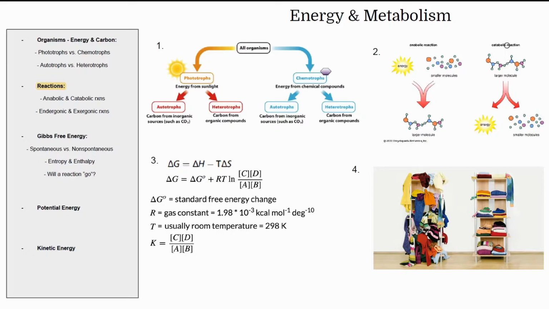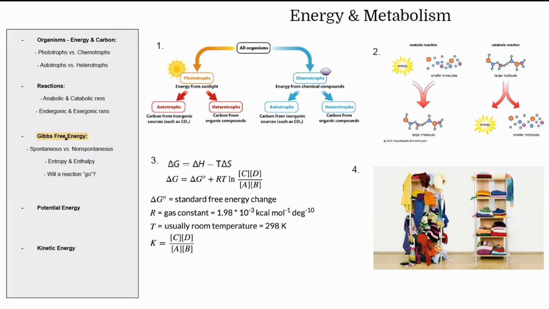Another type of reaction found in metabolism are catabolic reactions. Catabolic reactions is a reaction in which a larger molecule is broken down into smaller molecules, and in the process, energy is released. Now, when energy is released in a reaction, this is called an exergonic reaction. So anabolic reactions are endergonic reactions because energy is added, while catabolic reactions are exergonic reactions because energy is released.